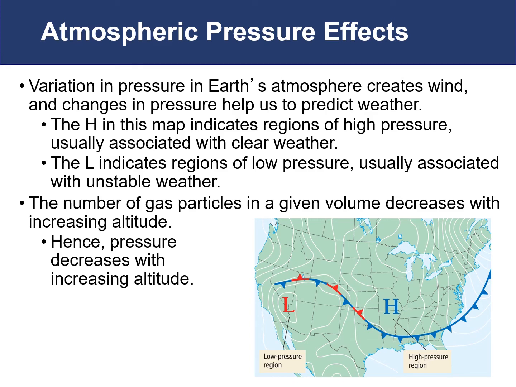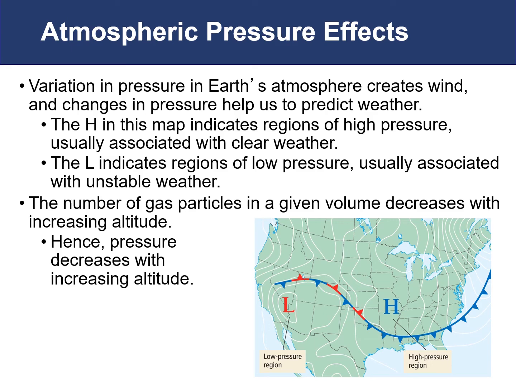L on one of these maps is an indication of low pressure. Now, low pressure systems are ones where you have an instability of weather. Because the pressure is low, you would have air from above sinking down into it, and that creates high winds and a lot of instability in the weather.